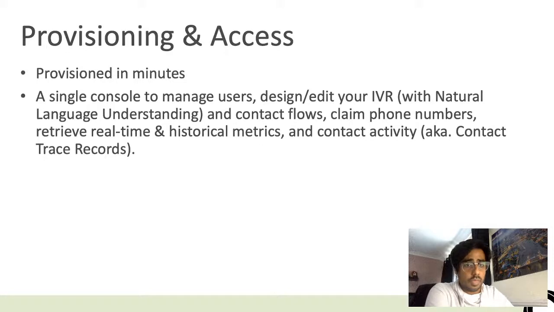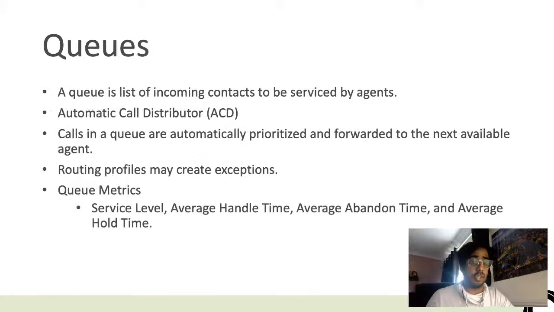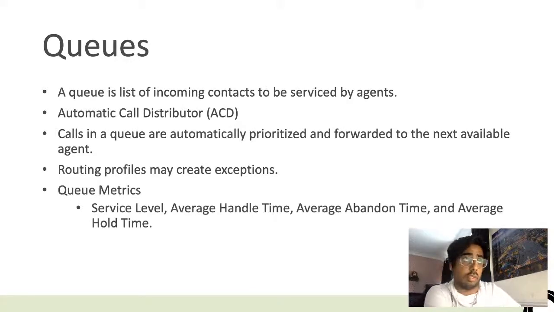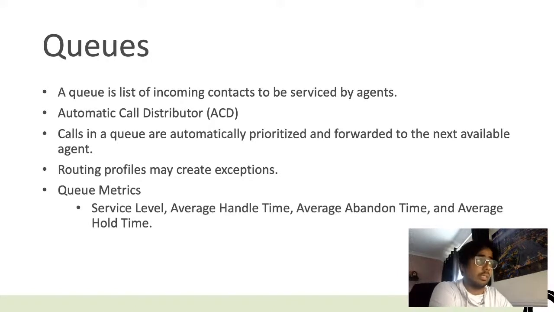With that said, the next thing it gives us is queues. As many of you are aware, queues are important in contact centers, and it's an incoming contact to be serviced by the agent. So a queue is basically a set of contacts that are coming into the contact center and getting distributed. Now that brings us to whether Amazon Connect provides an automatic call distributor, and it does.